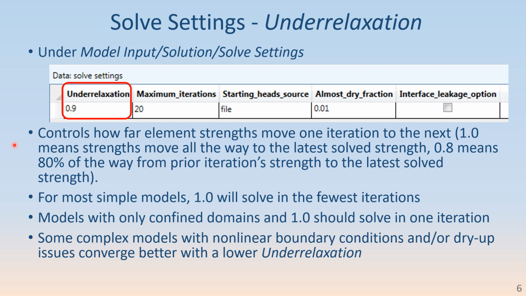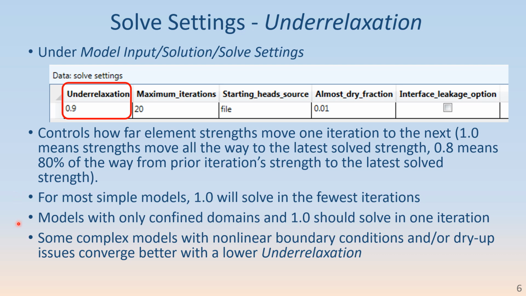And this can be helpful to dampen some oscillations if they tend to develop, and this tends to be helpful in some of the more complex models that people create. For simple models, just putting 1.0 in for this will probably solve in the fewest iterations. But if you're running into convergence issues, you might want to reduce this down as low as 0.7 or 0.6, somewhere in that range, 0.6 or 0.7 up to 0.9. And that could allow it to converge where it wouldn't with this set at 1.0.